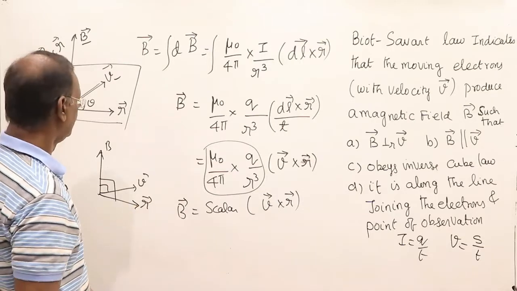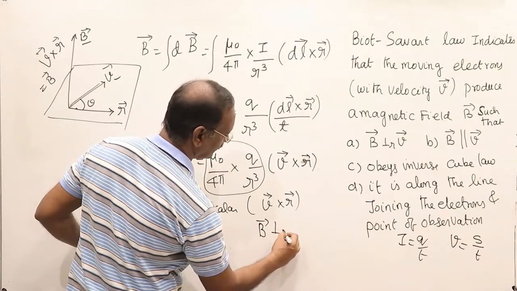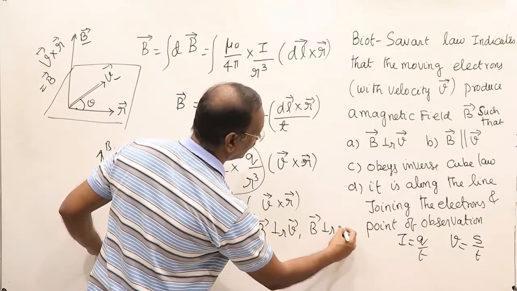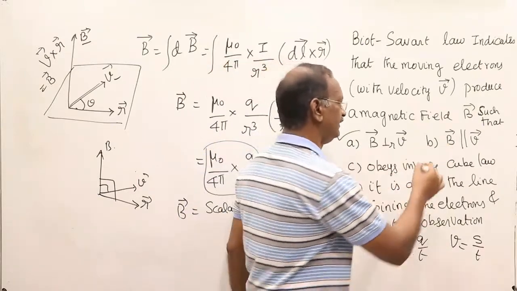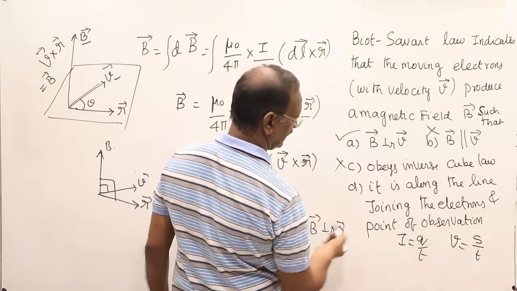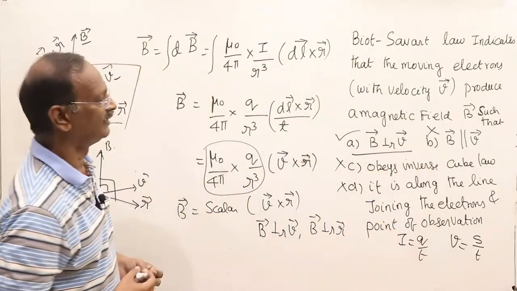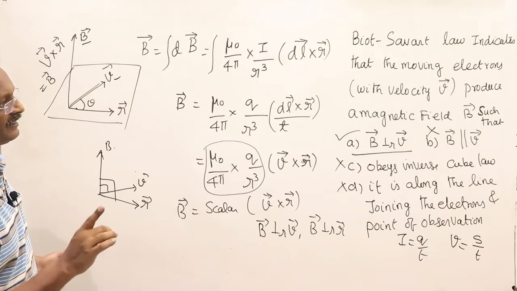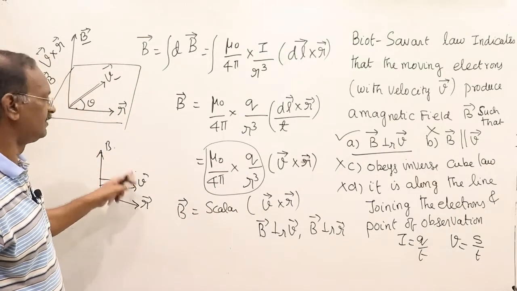Therefore, the B vector is perpendicular to the v vector, and the B vector is also perpendicular to the r vector. So the first answer is correct. B parallel to v is not right. Obeys the inverse cube law? No. It is along the line joining? No. This is the right answer: the Biot-Savart law indicates that moving electrons with velocity v produce a magnetic field B such that B is perpendicular to v.